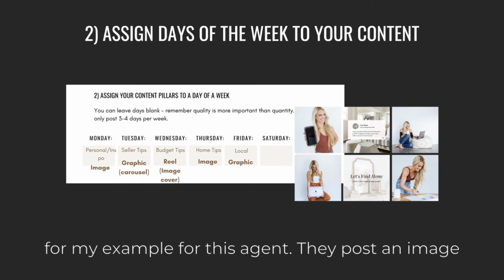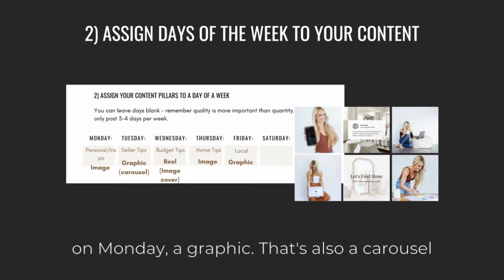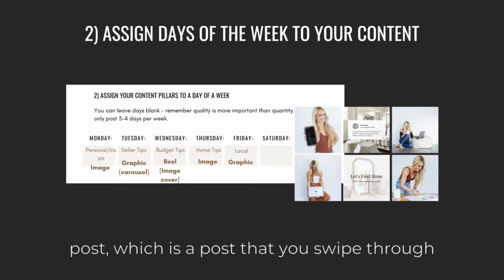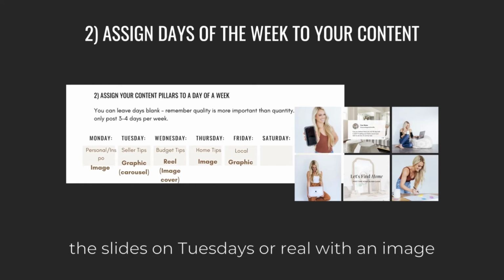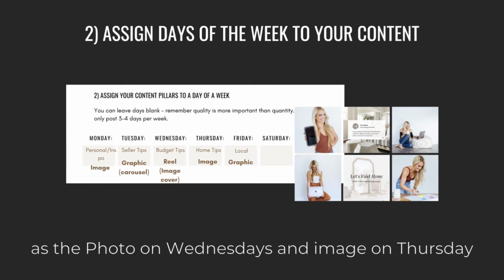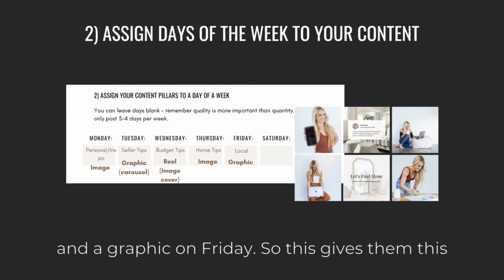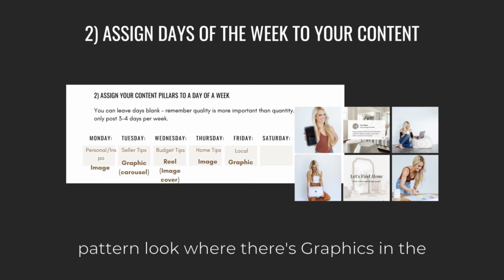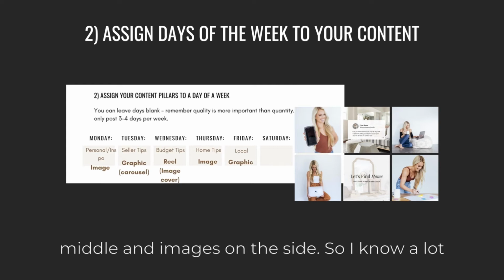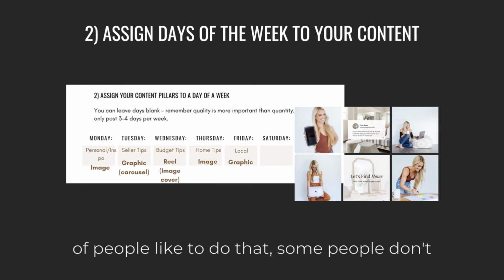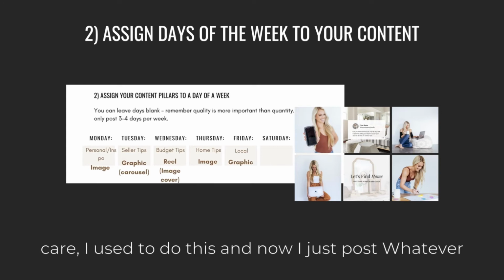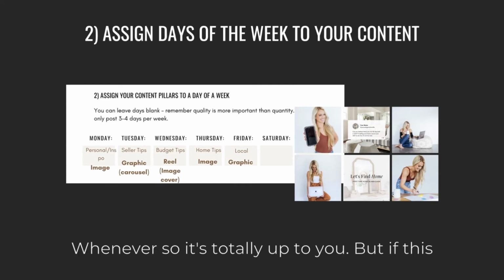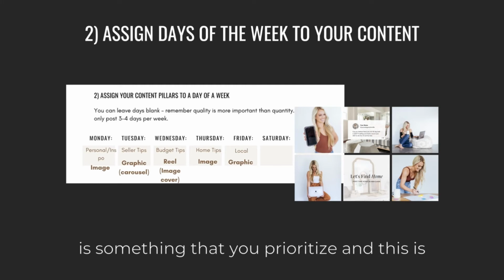For my example, for this agent, they post an image on Monday, a graphic that's also a carousel post, which is a post that you swipe through the slides, on Tuesdays, a reel with an image as the cover photo on Wednesdays, an image on Thursday, and a graphic on Friday. So this gives them this pattern look where there's graphics in the middle and images on the side. So I know a lot of people like to do that. Some people don't care. I used to do this and now I just post whatever, whenever. So it's totally up to you, but if this is something that you prioritize, then this is a great way to plan that out.